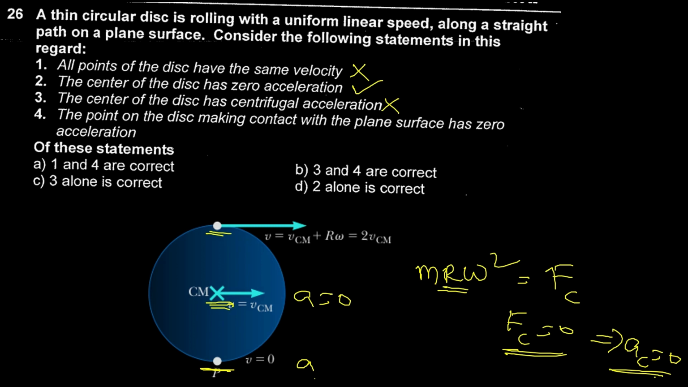The point on the disk making contact with the plane surface has 0 acceleration. It may or may not be 0. If angular speed is uniform, then it is 0, otherwise it is not. So we cannot say anything about this point. So option D seems to be correct.